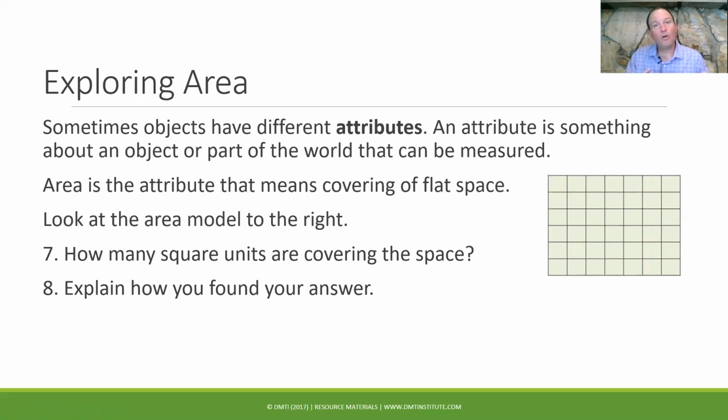We want kids to explore how many square units are covering that space. And we really want to look at how many kids are just counting them one at a time, all the way from 1 to 42? How many are looking at a row of 7 and iterating that 6 times? How many are looking at a column of 6 and iterating it 7 times? If kids are just counting these one at a time, they're really going to struggle with our area formulas, because they're not seeing what the research calls a composite unit that's being iterated.